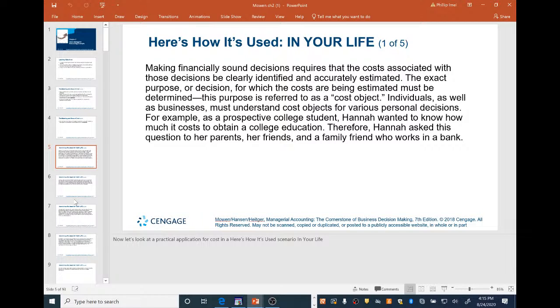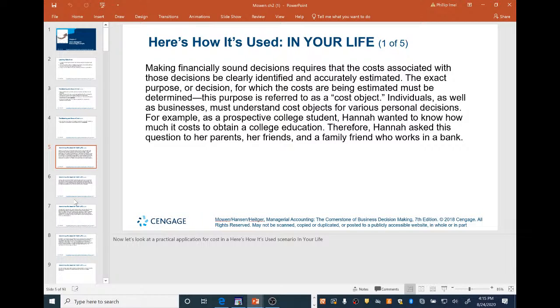Individuals as well as businesses must understand cost objects for various personal decisions. A good example here is a prospective college student. Hannah wanted to know how much it would cost to obtain a college education, right? Long story short with this, I'm not going to read through the rest of it. So that's the start of it.